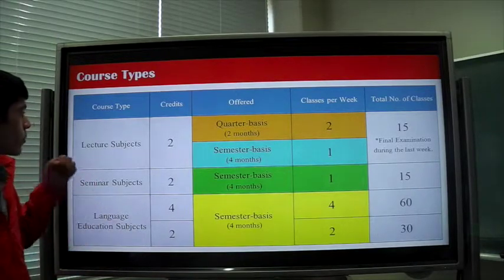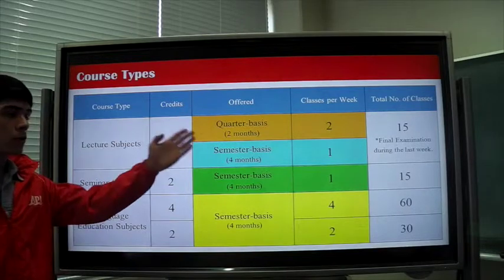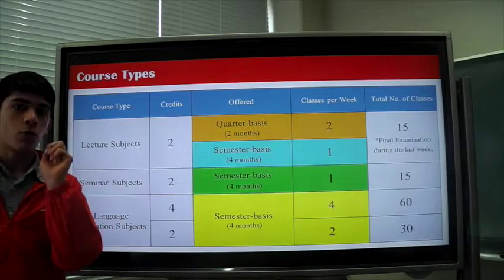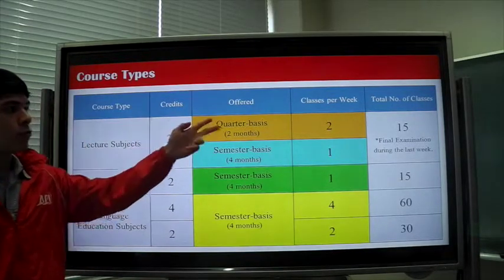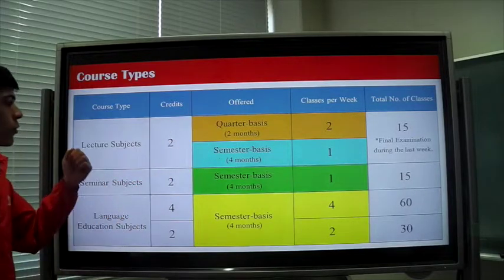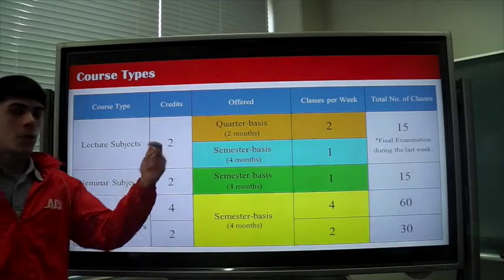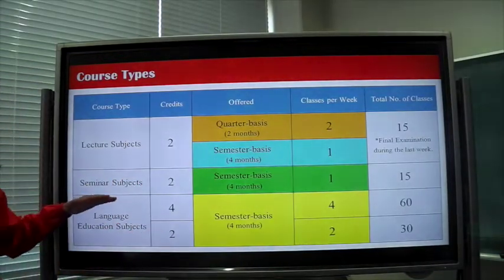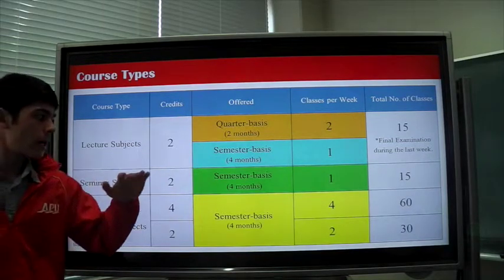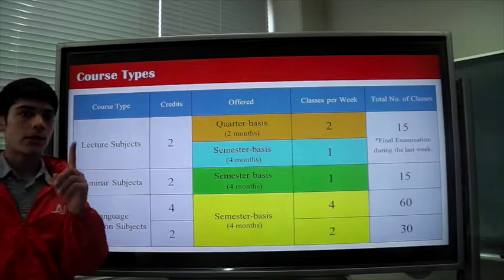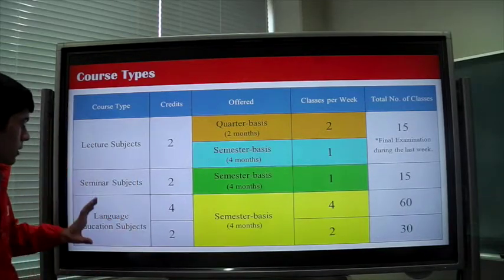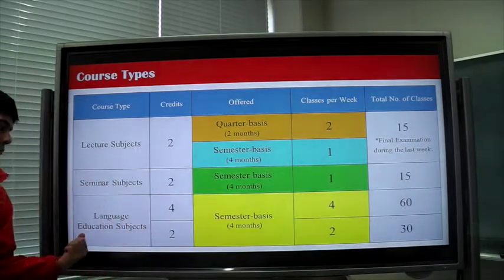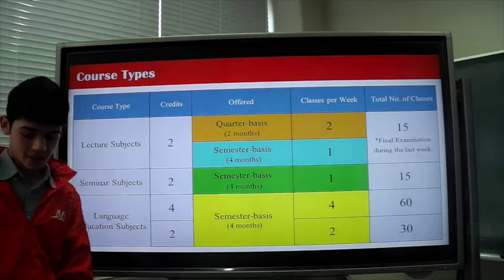The lecture subjects are divided into 2 groups: quarter basis and semester basis. The difference is that for quarter basis, you will study for only 1 quarter, during the 2 months, and you will have 2 classes per week and 15 in total. However, for semester basis lecture subjects, you will have only 1 class per week, and 15 classes in total. Seminar subjects are only 2 credits, all are semester basis, so you will have 1 class per week, 15 in total. About the language subjects, if it's 4 credits, you will have 4 classes per week, and if it's 2 credits, you will have 2 classes per week.